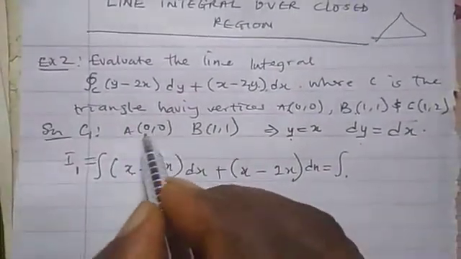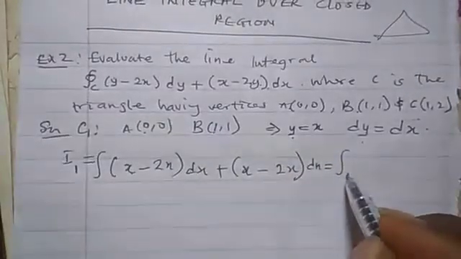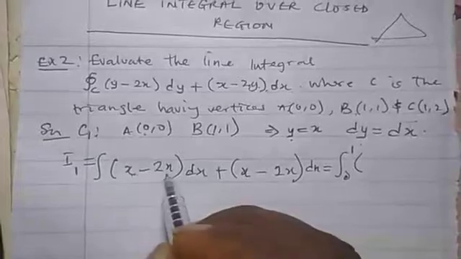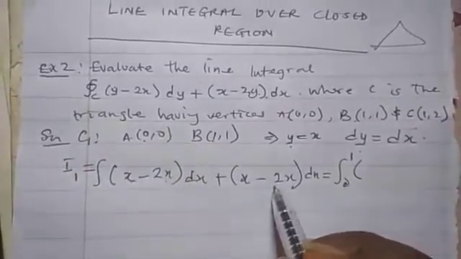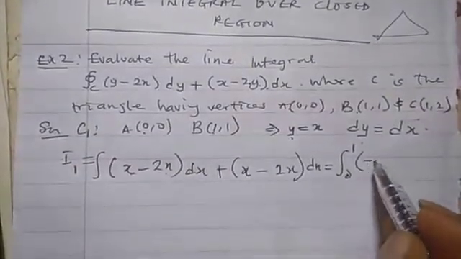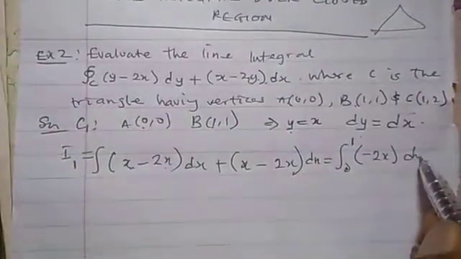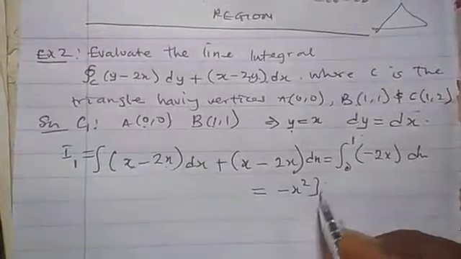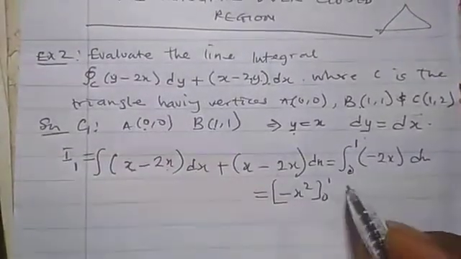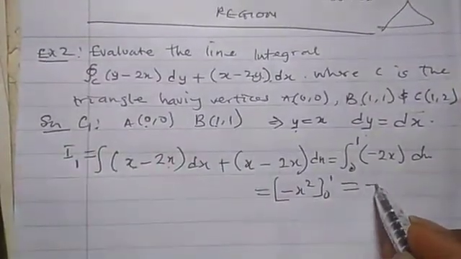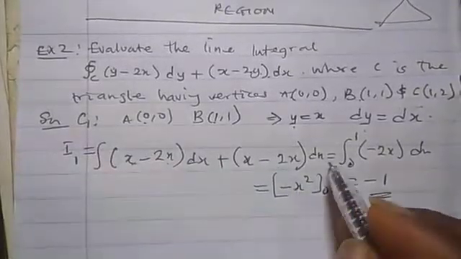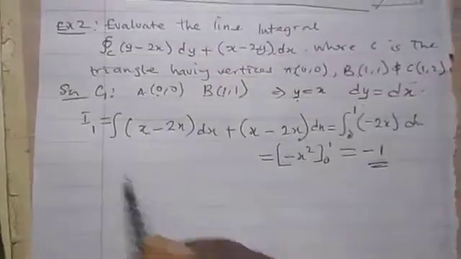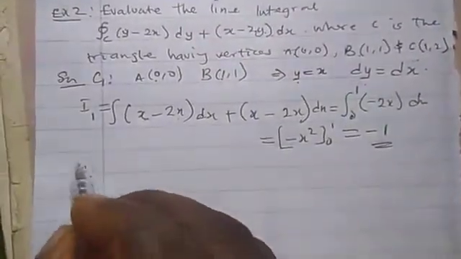So we are going to make use of this 0 to 1. This is minus x. This will give me minus x. This will also give me minus x. So we are going to have minus 2x dx there. So when we integrate, we have minus x squared, 0 to 1. And that should give me minus 1. When we put x to be 1, 1 squared is just 1. So minus 1 is our answer. That is for our C1.